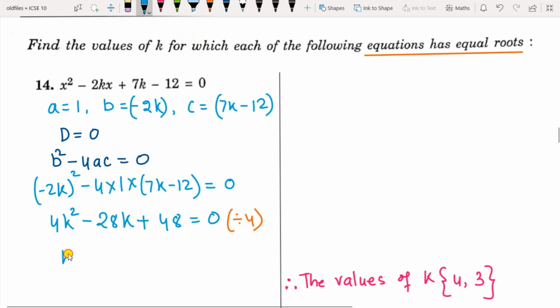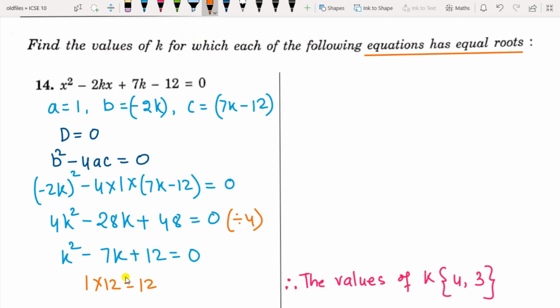So you will get it as k square minus 7k plus 12 equal to 0. Now this is your quadratic equation. So now you have to find the roots here. First and the last one, 1 times 12 is 12 here.